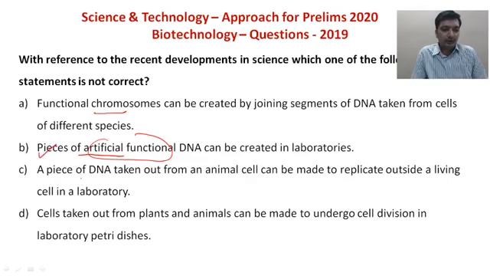And the options are statement C. A piece of DNA taken out from an animal cell can be made to replicate outside a living cell in a laboratory. Can we replicate DNA outside the cell? This is what PCR, polymerase chain reaction, is about.